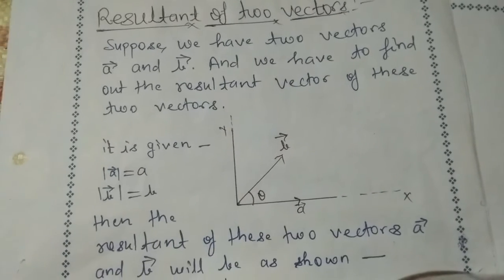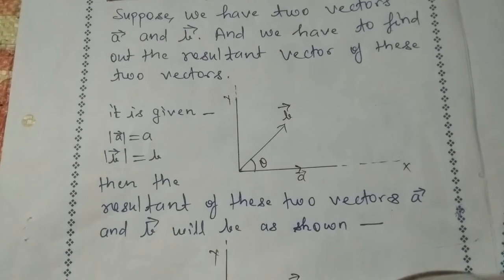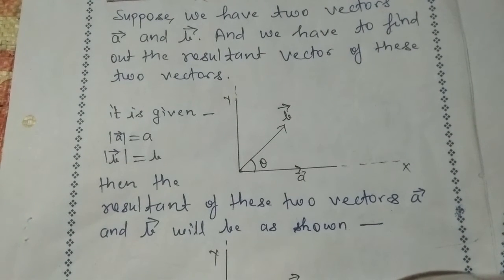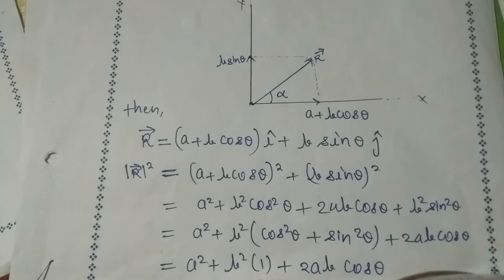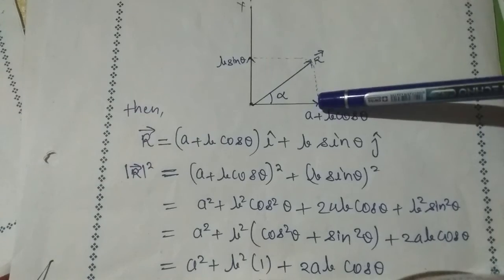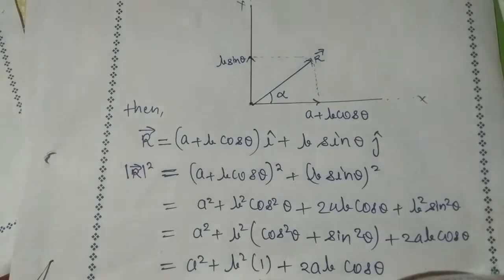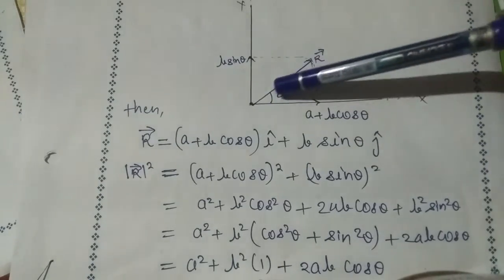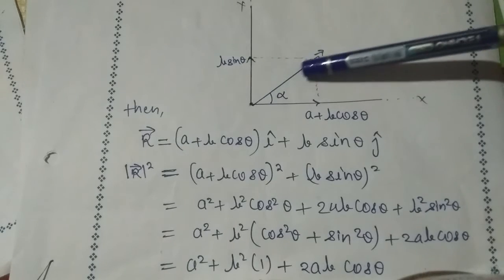Then how can you find the resultant of these two vectors? What we do is resolve vector A and vector B towards the x-axis and y-axis. We take the components of vector A and vector B along the x-axis and y-axis. Here is A, so A will remain the same, and here is B at angle theta.